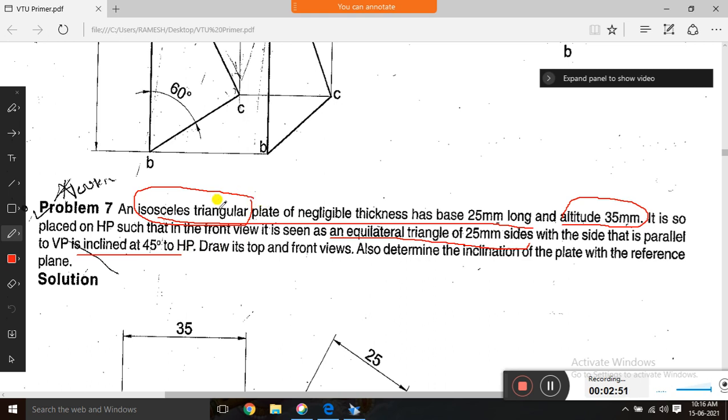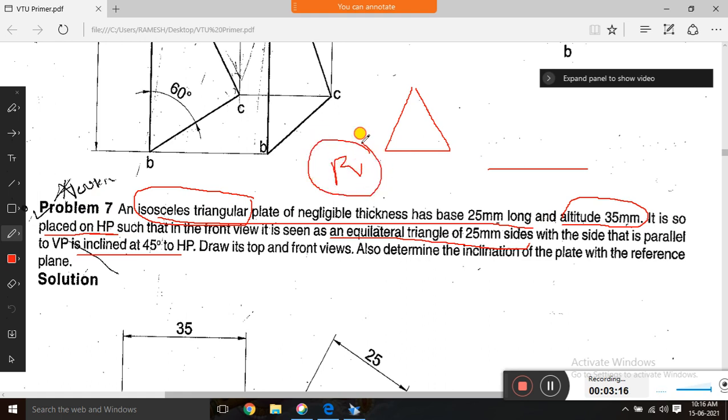So the condition is it is placed on HP, meaning the triangle stands on HP like this. If it is placed, it means the entire thing is placed on the HP. But here it is not rest, it is placed, it is standing. Clear? That's why you have to start with the front view first.